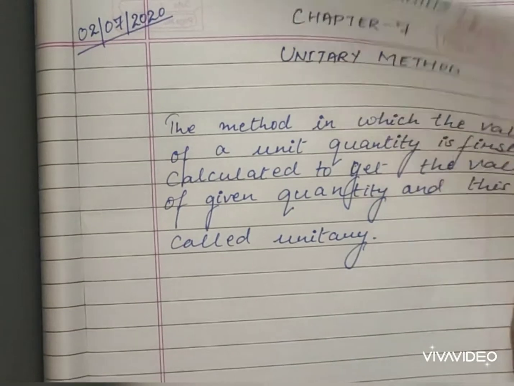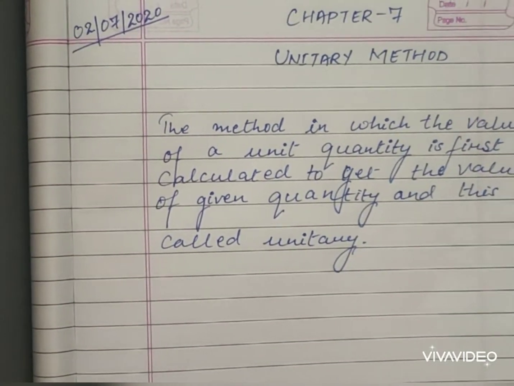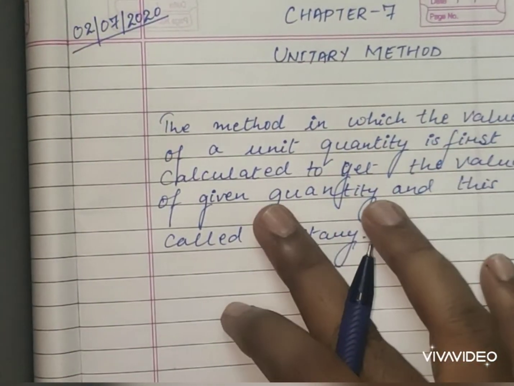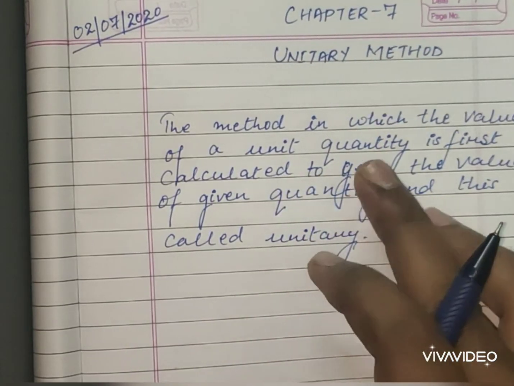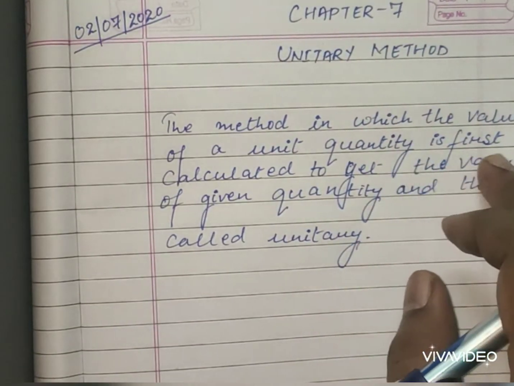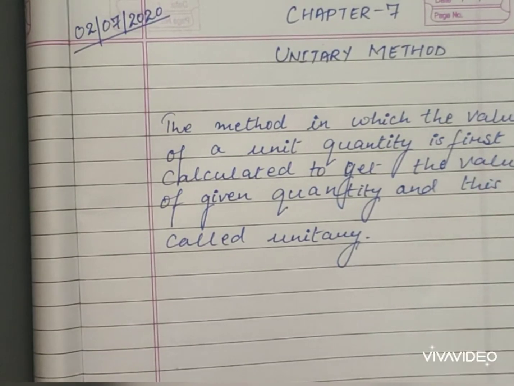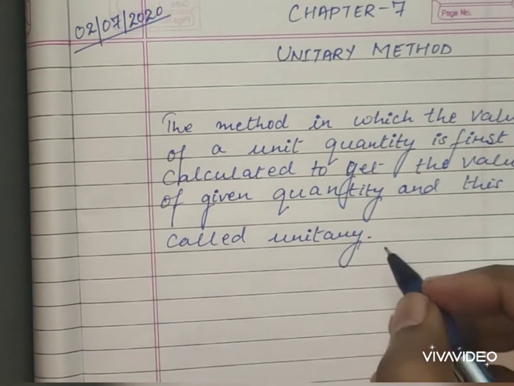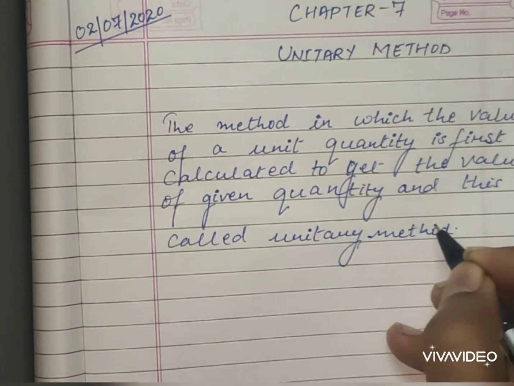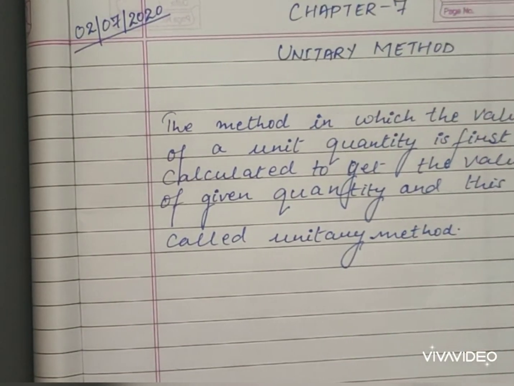See, what this is saying is that the method in which the value of a unit quantity is first calculated. Unit means a singular quantity, which is first calculated to get the value of a given quantity which the question is asking, and this is called unitary method. Let's take an example to understand it more clearly.